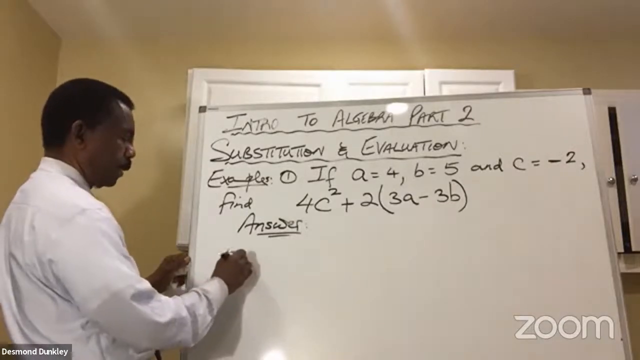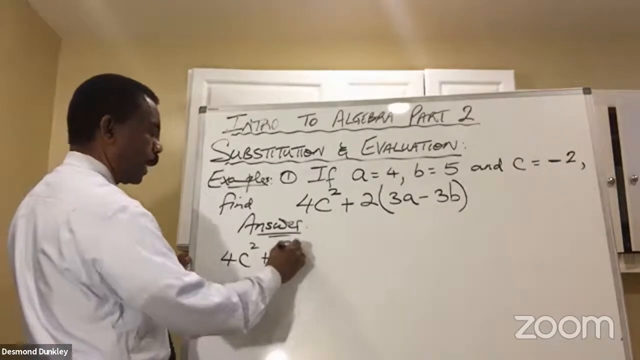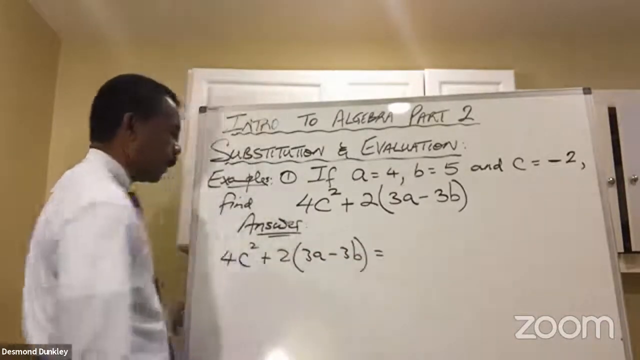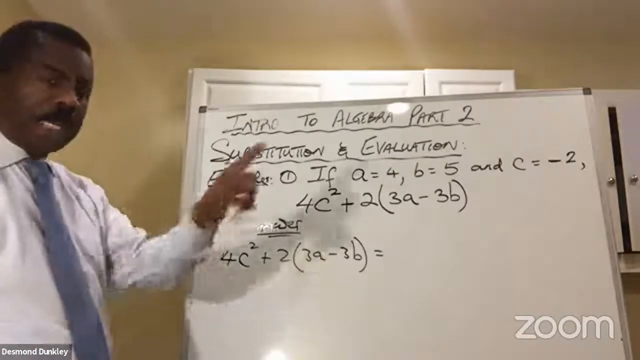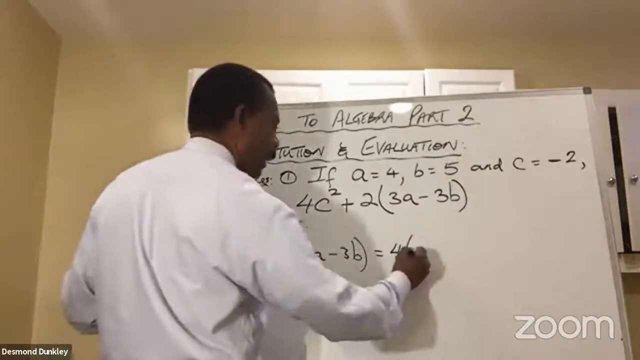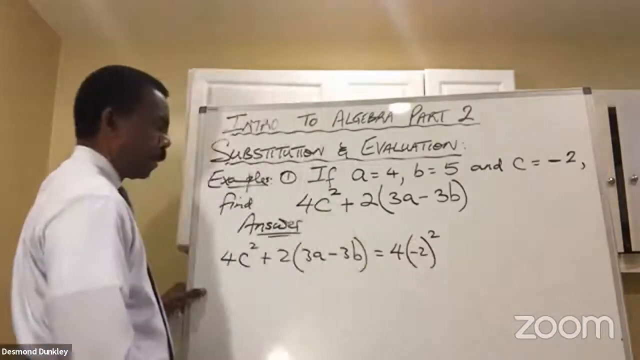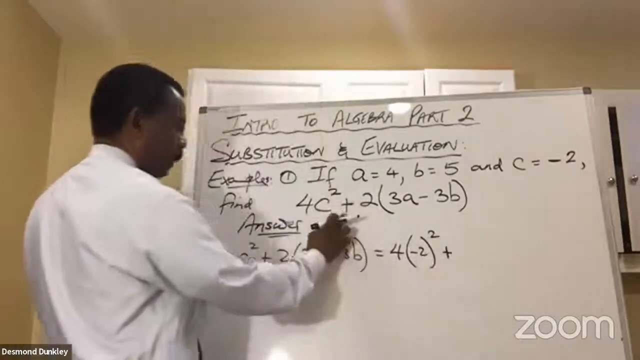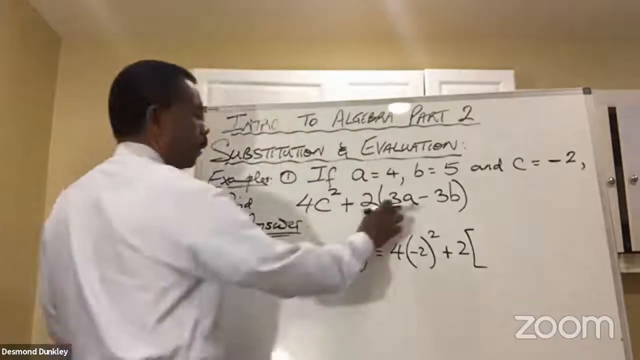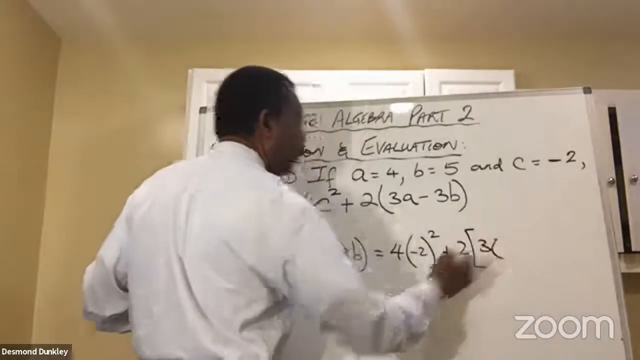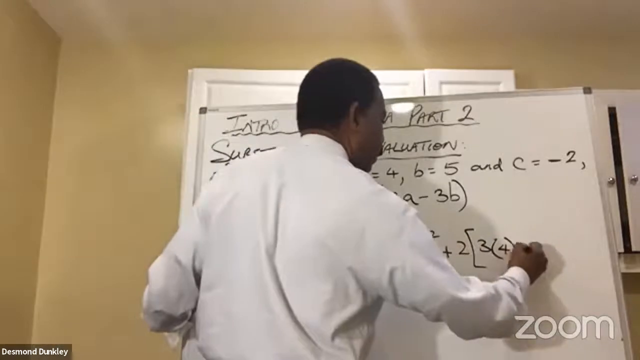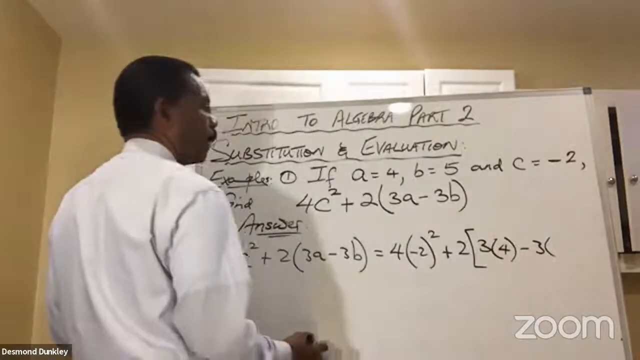So 4c squared plus 2 times 3a minus 3b is equal to, let's plug in the numbers as given. So it's going to be 4 times, what is c? It's negative 2 squared. Plus, here's a plus, 2 times 3 times a. What is a? A is 4. Minus 3 times b. What is b? B is 5.